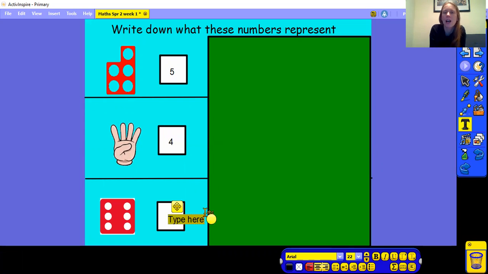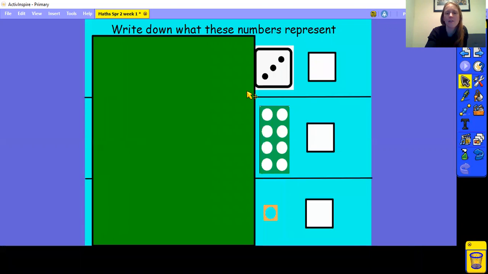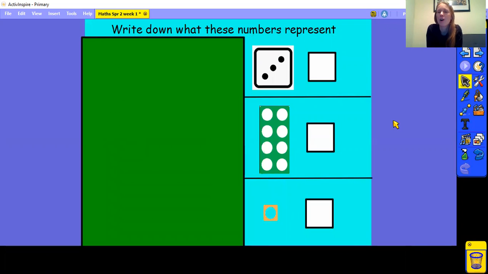And the last one, how many dots can you see on the dice? I can see that there are 3 dots on one side and 3 dots on the other side. And I know that that makes 6. Well done if you got those right. Now have a go at this side. Pause the video while you do that, then come back and we will check it together.